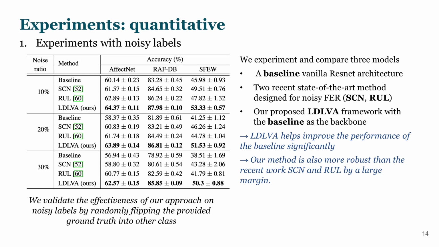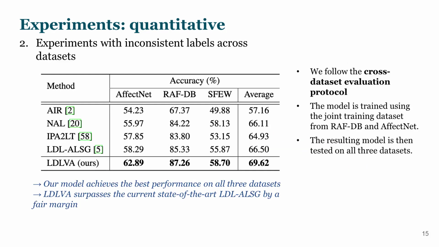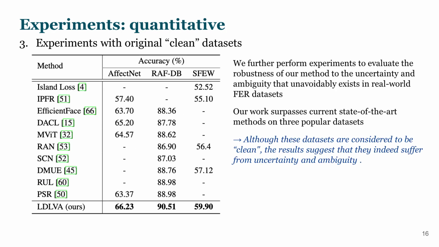For the noisy label setting, as we can see, our method helps improve the performance of the baseline significantly and also outperforms recent work by a large margin. For cross-dataset evaluation, our model achieves the best performance on all three datasets and surpasses the current state-of-the-art methods. On the original clean datasets, our model also achieves state-of-the-art performance and is better than previous approaches as well.